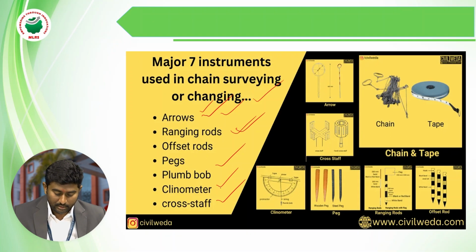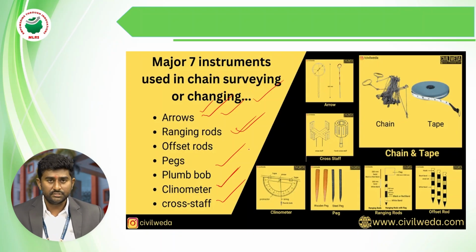Next, coming to the cross staff. The cross staff is used to set out accurate right angles at the corner points in the field.